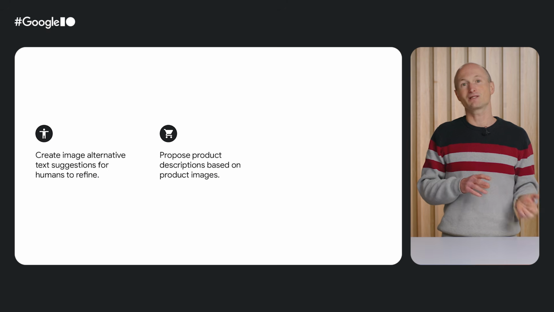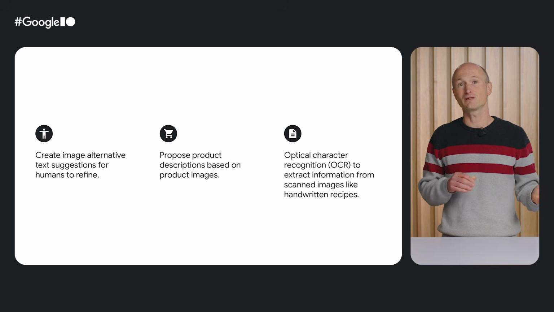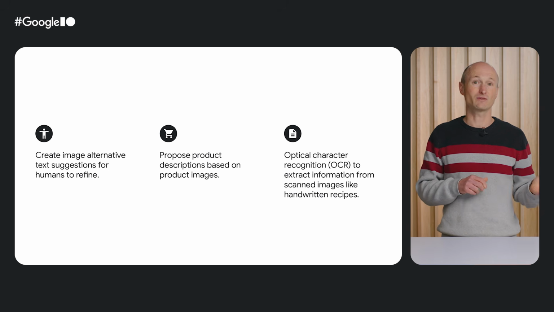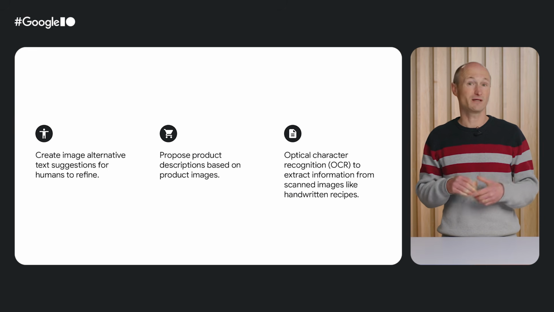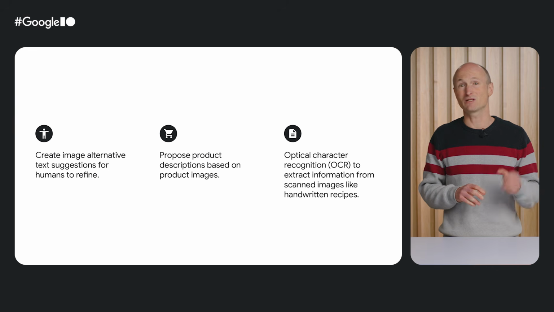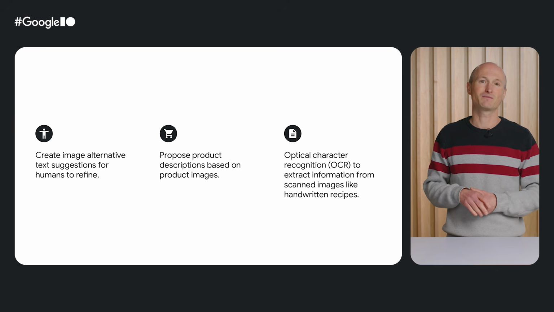Another use case is getting product description drafts based on product images, for example, for e-commerce platforms. Or you can use the model to extract textual information from images, for example, to extract information from recipe scans to preserve a handwritten recipe collection. We and our partners have been super impressed by Gemini Nano's OCR powers, especially for handwriting.